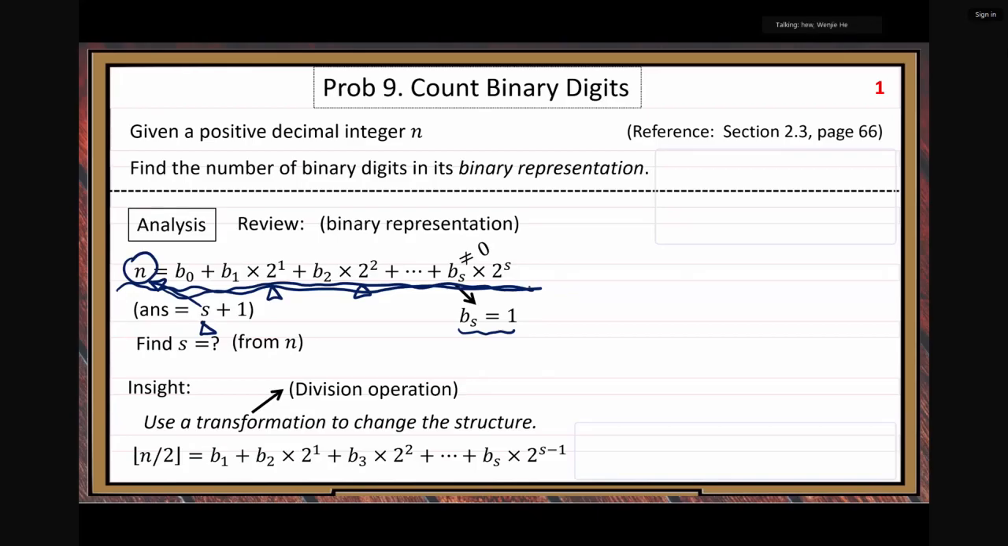From this formula, can you see some size reduction? Now the problem size becomes approximately half, and that is the size reduction. Then we make an intermediate conclusion, not the final conclusion. When we represent this floor of n over 2 in binary representation, how many bits do we need to use?